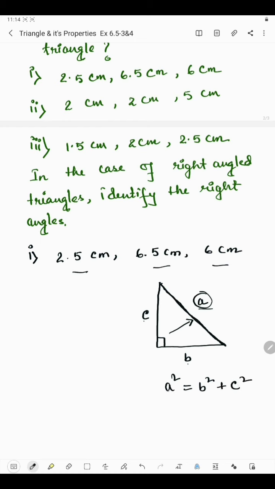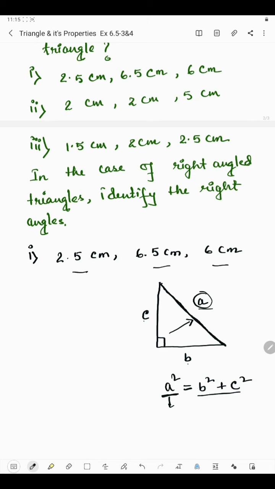That means here we will keep the longest side on one side and the other smaller sides on another side, and we'll have to check whether the value of the square of the longest side is equal to the sum of the squares of the other two sides. If both sides are equal, then we can say yes, these are the sides of a right angle triangle, and if we don't get equal, then it is not possible.